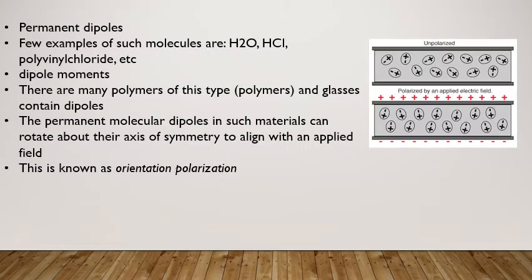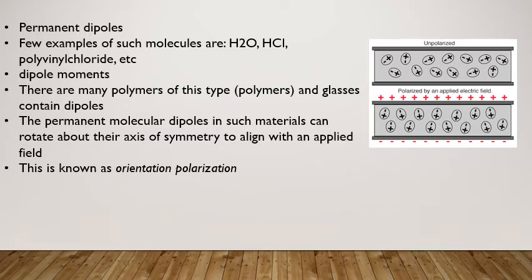Some molecules may be permanent dipoles, like water, hydrogen chloride, and polyvinyl chloride. These are examples of permanent dipoles. These have permanent dipole moments. There are many polymers of this type, and glasses contain this type of permanent dipole. The permanent molecular dipoles in such materials can rotate about their axis of symmetry.